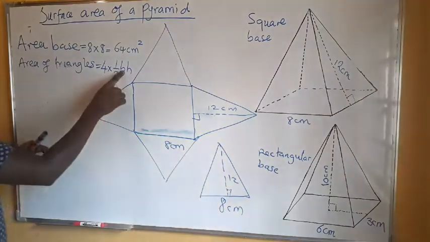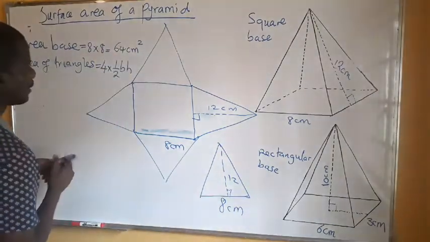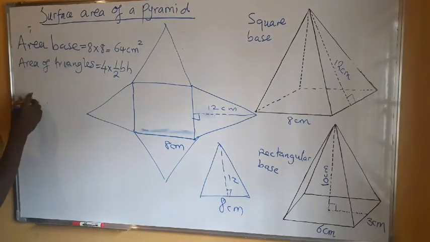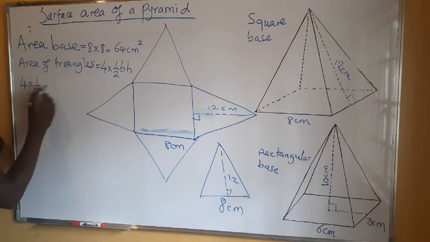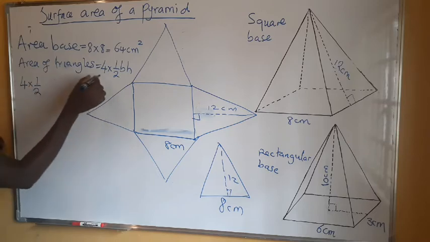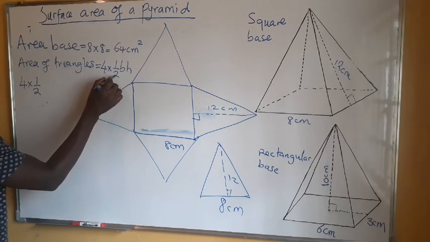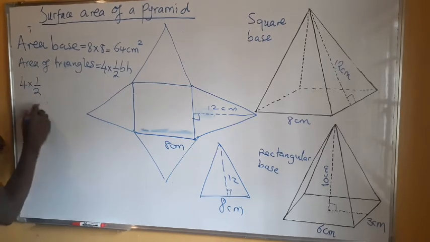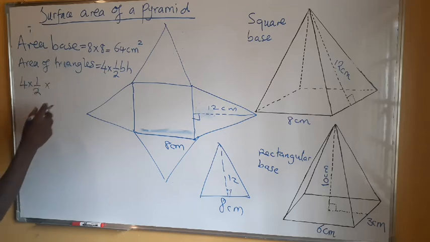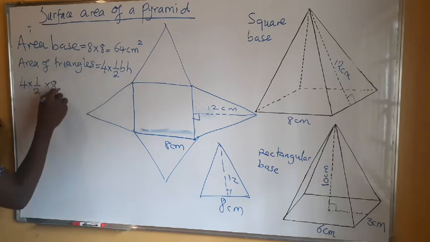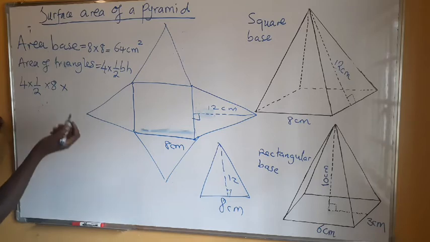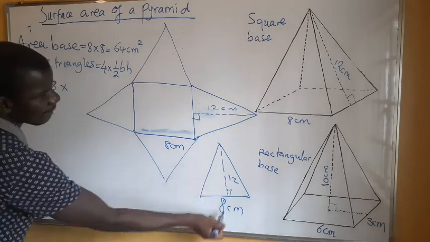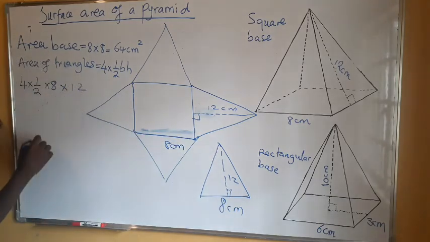So now this is our base and this is our height. So we are going to say 4, because there are 4, 1 over 2, or if you want, because here we have got 4 and we've got 2, I can divide here so that this becomes 2, but let's leave it like that. So this multiplied by the base is what? Our 8, multiplied by the height. What height do we have? The height here, okay, it's 12.